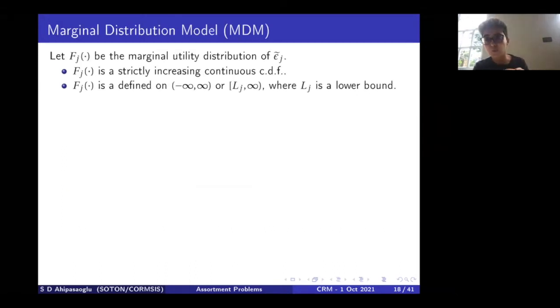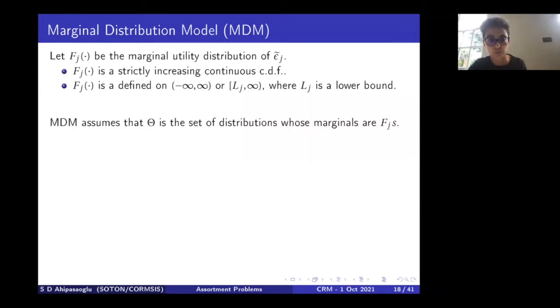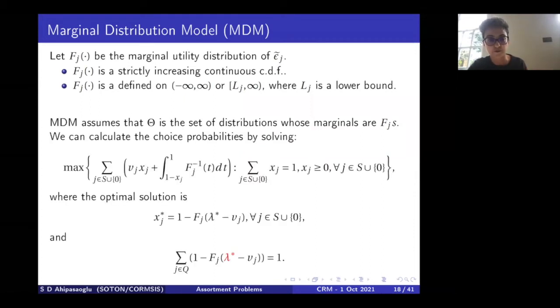So what do I assume for the marginal distribution model? Here I will assume that I know the CDF of the error term epsilon j. I'm going to assume it to be strictly increasing and continuous, and that it has either a finite or semi-finite domain. These are important to define the optimization problem properly and have unique solutions. MDM assumes that our capital theta is a set of distributions whose marginals are the given F_j's. And this is the optimization problem that we need to solve in order to calculate the choice probabilities.